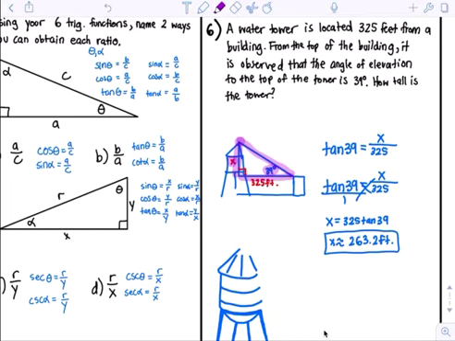So 39 degrees in the perspective, this side right here is the opposite and this one is the adjacent. So the only one that uses opposite and adjacent is tangent. So that's why we use tan of 39 equals opposite over adjacent, which is x over 325. We cross multiply, so x times 1 is x, and then 325 times tan 39 is right there. And then from there, we put down your calculator, and you guys should get 263.2 feet, which is the height of the tower.